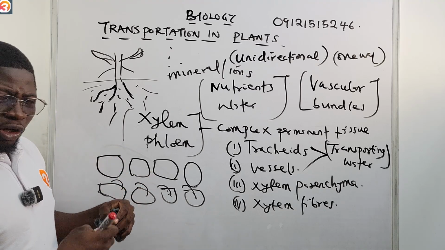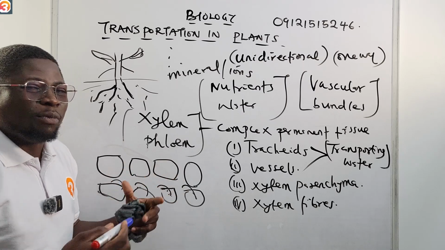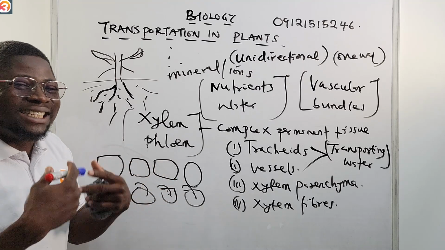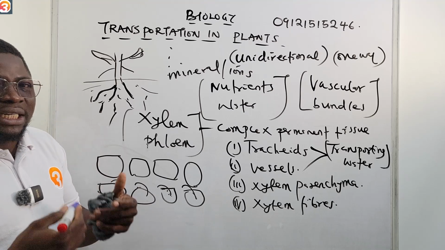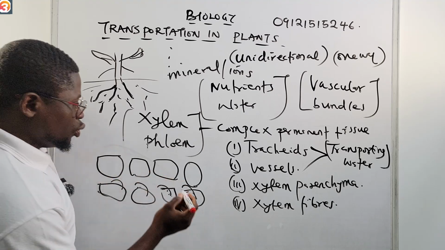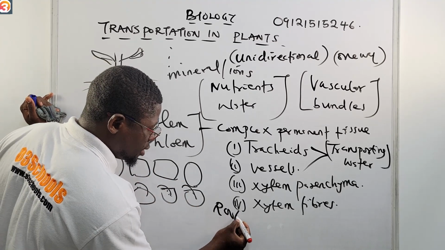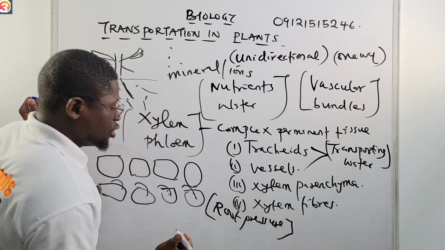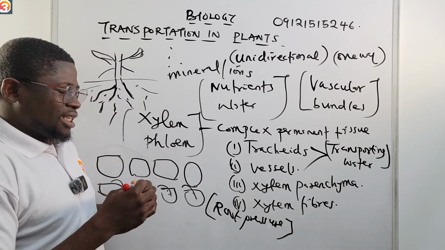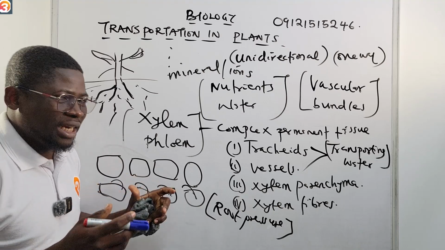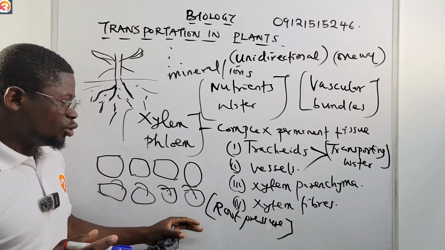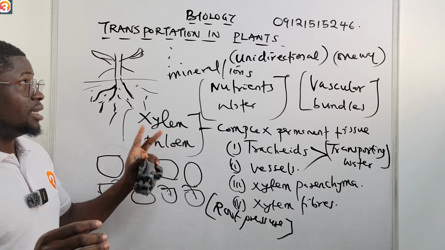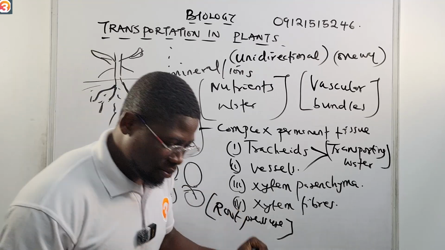And because of this, it creates a type of pressure within the roots, and we'll call that pressure the root pressure. So it creates a type of pressure that is called the root pressure. Take note of that. It's a very, very important part of our discussion as it pertains to transportation in plants.